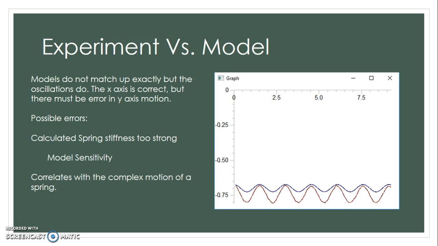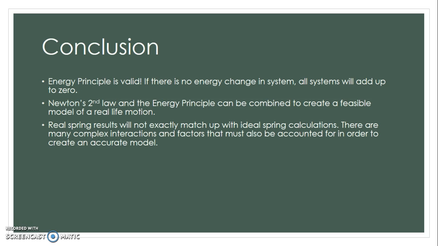I tried to modify the spring stiffness, however, I found the model to be extremely sensitive to this calculation, and that any change in it would completely change the motion of our model spring. So I decided to stick with the stiffness that I had calculated in order to keep the accurate oscillation patterns. This also correlates with the complex motion of a real-life spring in that we are using ideal spring calculations, and these do not always match up well with a real-life situation.